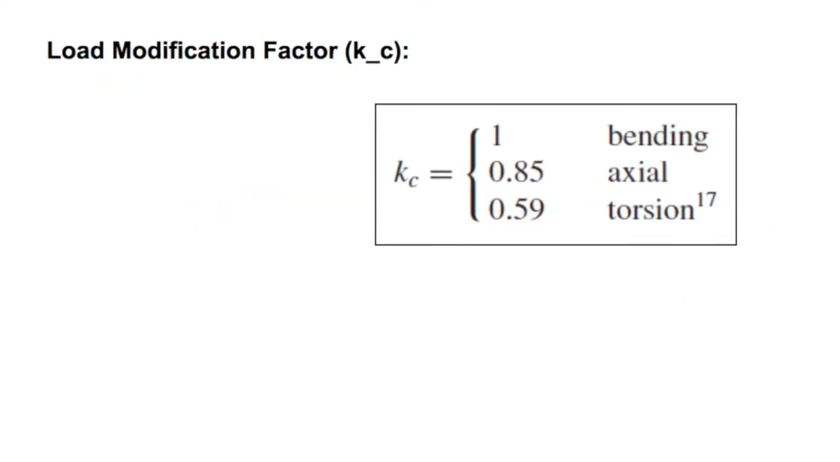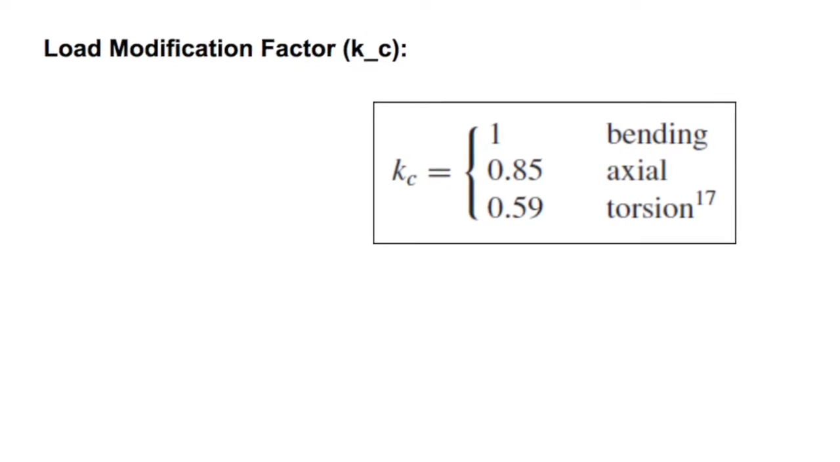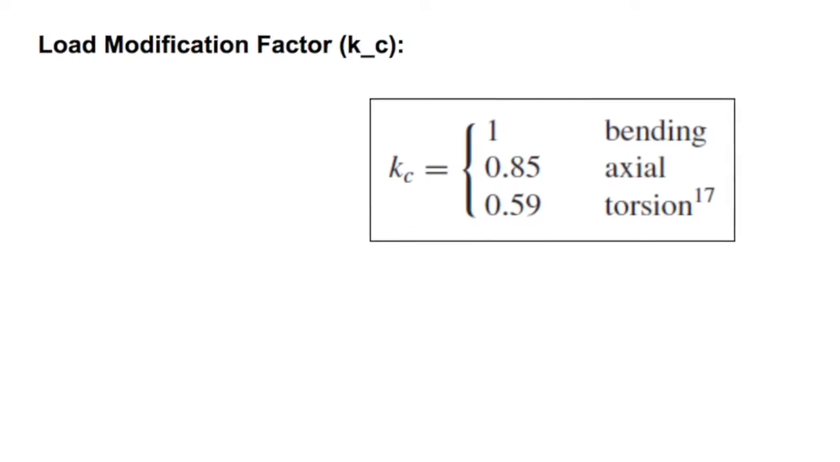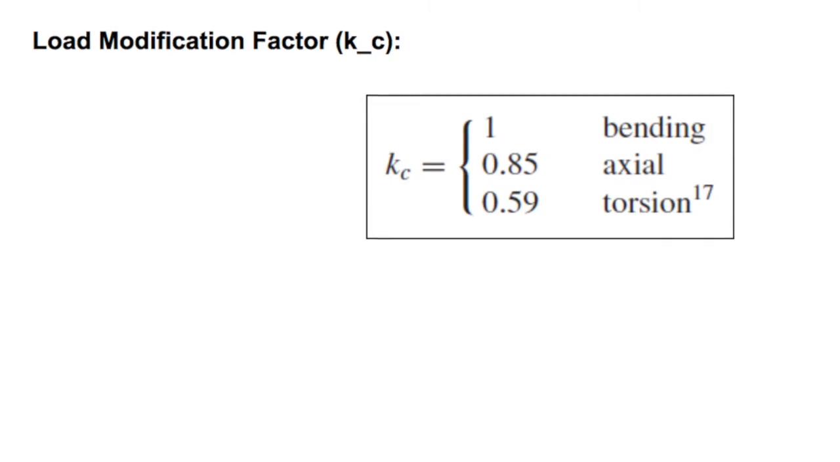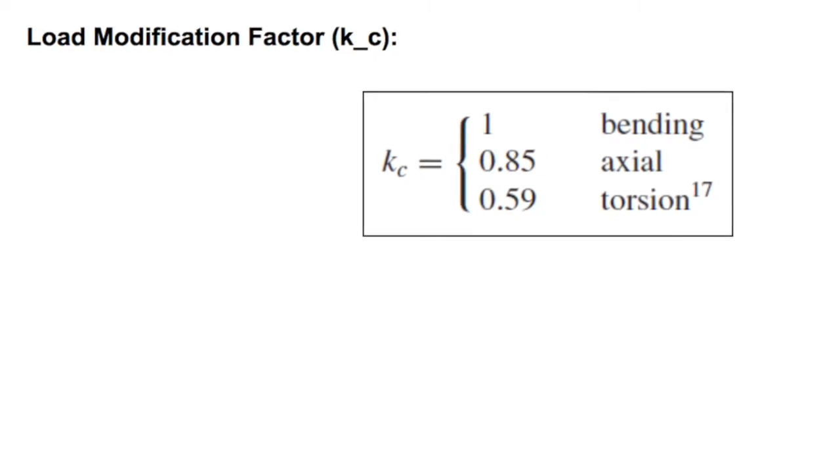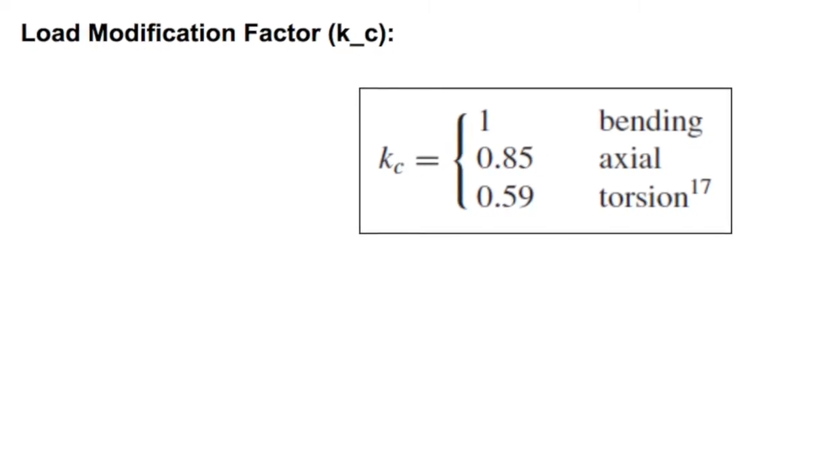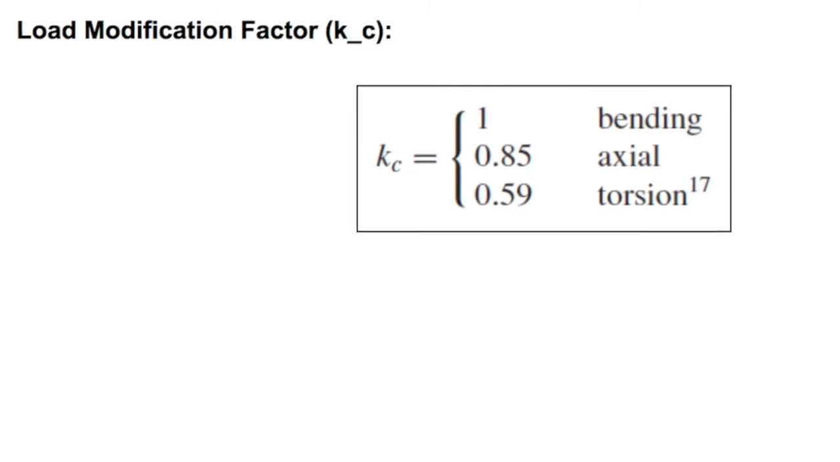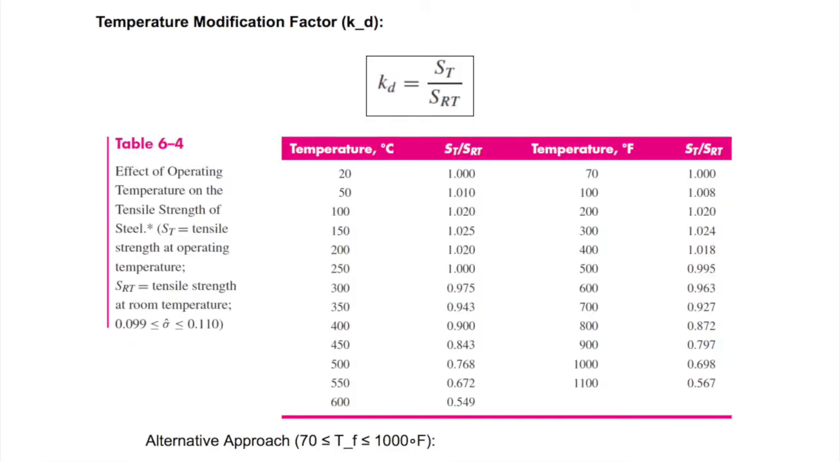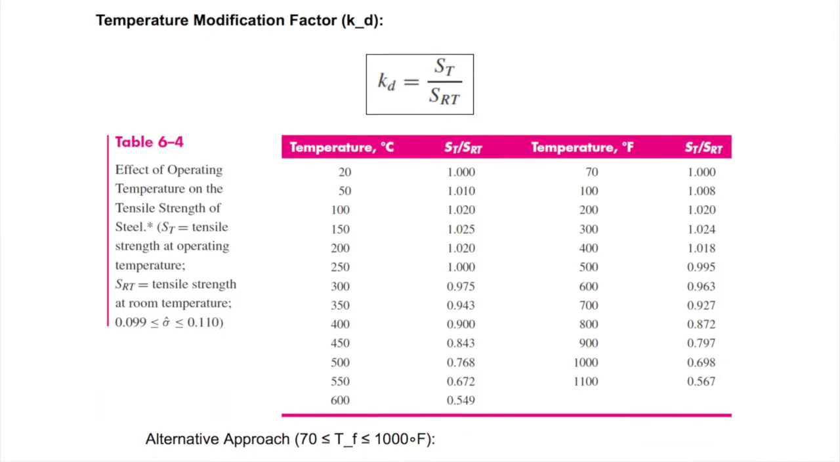The load modification factor K sub C accounts for differences in the types of loads that are applied. Using the below table, you can see that K sub C equals 1 for bending, 0.85 for axial, and 0.59 for torsional loads.